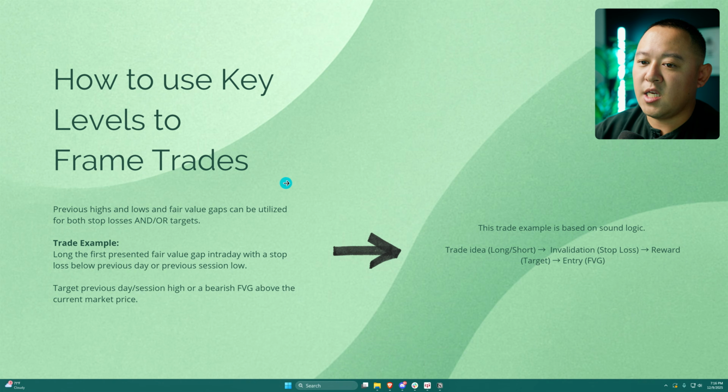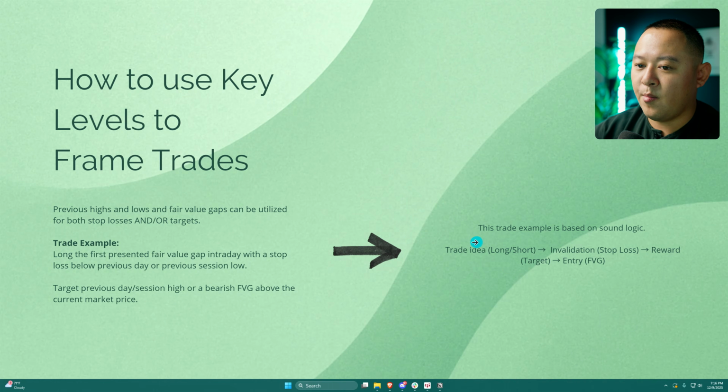Now, how do I use key levels to frame my trades? Well, previous highs and lows and fair value gaps can be utilized for both stop losses and or targets. So as an example, you might want to long the first presented fair value gap intraday with a stop below the previous day or previous session low. And then all you're going to do is target a previous day or session high or a bearish fair value gap that's above the current market price.